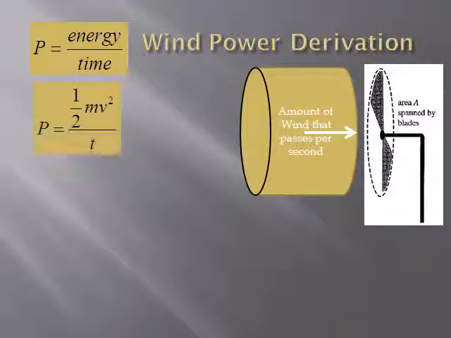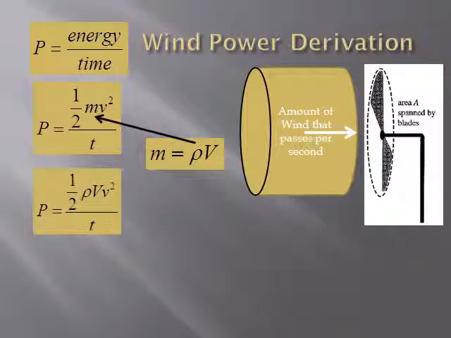So we'll say that 1/2 mv squared is the energy, where the mass is the mass of this little cylindrical chunk of wind or of air that's passing through. How can we calculate the mass of this, because it's air? That's kind of weird. Well, mass is density times volume, so rho is the symbol for density, and we'll substitute density times volume in for mass.